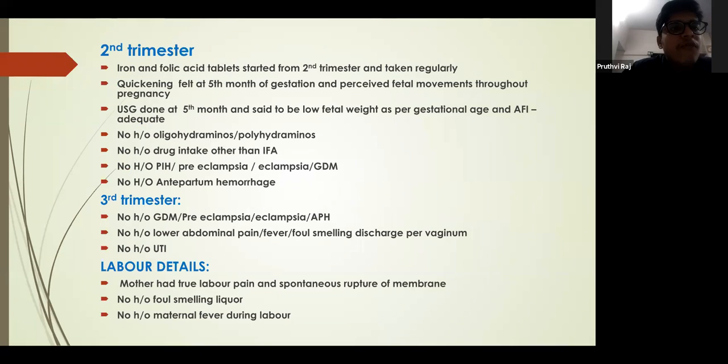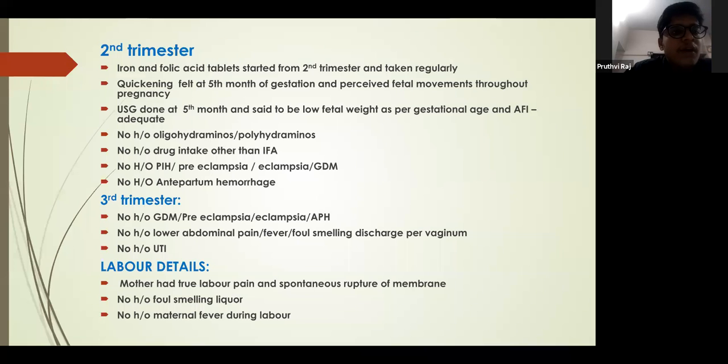Second trimester: iron and folic acid tablets started from second trimester and taken regularly. Quickening felt at 5th month of gestation and perceived fetal movements throughout pregnancy. Ultrasound done at 5th month and said to be low fetal weight as per gestational age and adequate liquor. No history of oligohydramnios and polyhydramnios. No history of drug intake other than iron and folic acid. No history of pregnancy-induced hypertension, preeclampsia, eclampsia, and gestational diabetes mellitus. No history of antepartum hemorrhage.